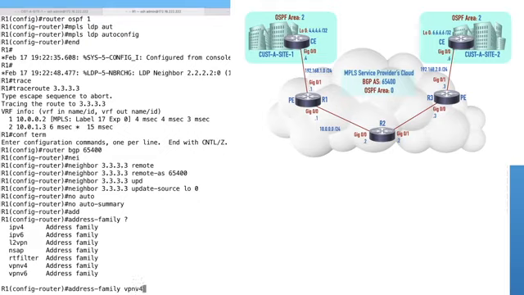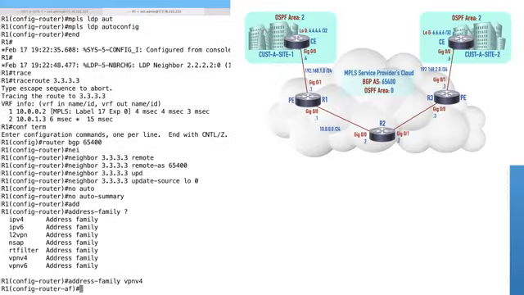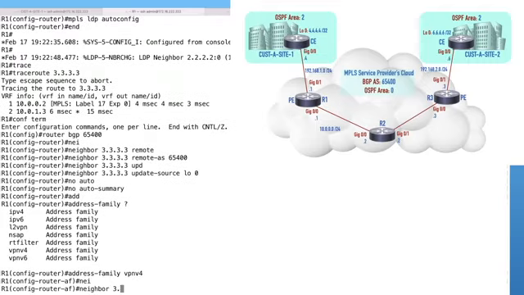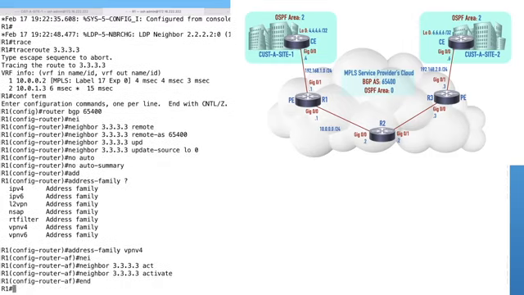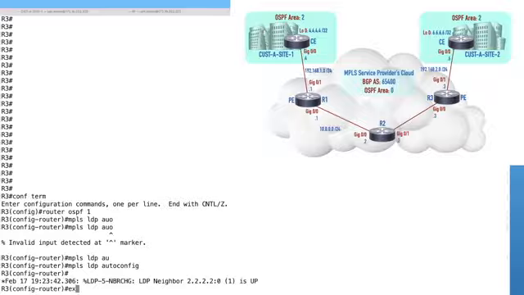Now, what that is going to do is configure a routing protocol like BGP to use a standard VPN version 4 address prefix. So we're actually setting up a VPN between routers R1 and R3. We'll say address family VPN 4 and enter that. And now I just need to activate that neighbor. I'll say neighbor 3.3.3.3 activate.